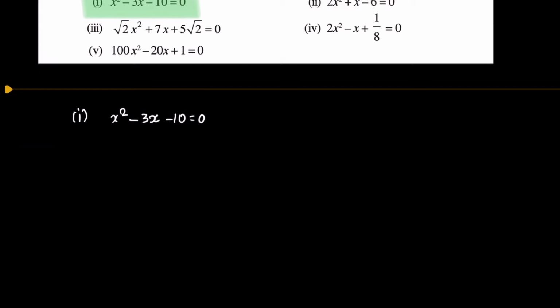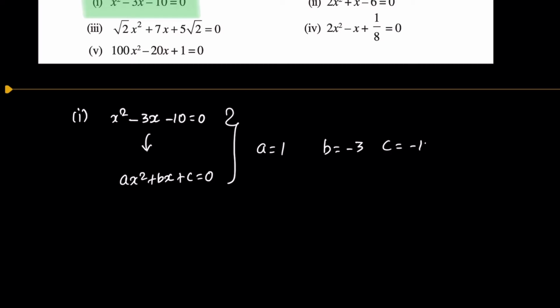Now, just compare with the general expression of a quadratic equation, ax square plus bx plus c is equal to 0. Then comparing the two equations, the value of a is equal to 1, b is equal to negative 3, and c is equal to negative 10. If a is 1, it's pretty easy, so we can use the splitting middle term concept.